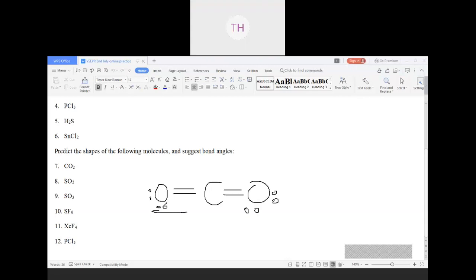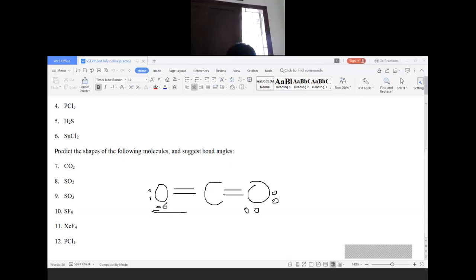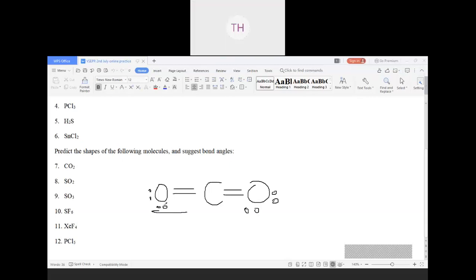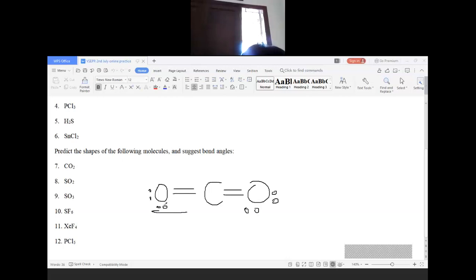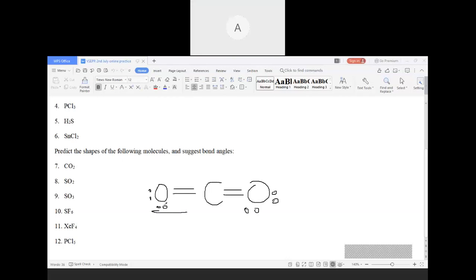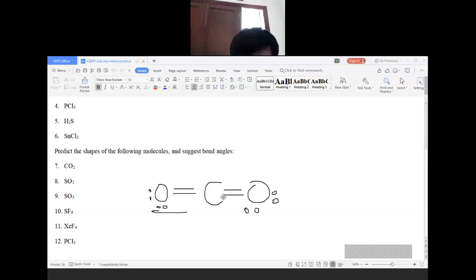Ariella? Linear, teacher? Yes, is it linear? Why is it linear, Ariella? Because there are 4 bond pairs, but 2 of them are double bonds. Yes. 4 bond pairs, but 2 double bonds.